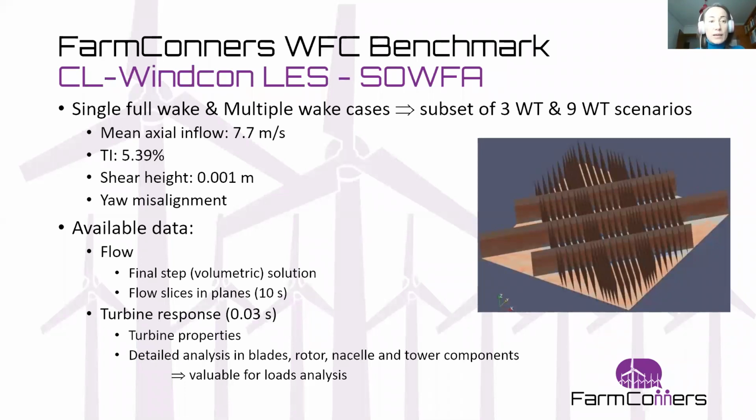The ambient conditions that have been selected as relevant cases for the intended benchmark are a mean speed of 7.7 meters per second, a turbulence intensity of 5.39%, and a roughness length of 1 millimeter. Here, the actuation is based on yaw misalignment, so with different yaw angles, and a part of the actuation is used for calibration, and another part for the blind exercise. In terms of the flow, as I was commenting before, we have the final step, the volumetric solution, in order to restart or to analyze the entire domain, and also the flow slices that I was commenting before that are taken every 10 seconds.